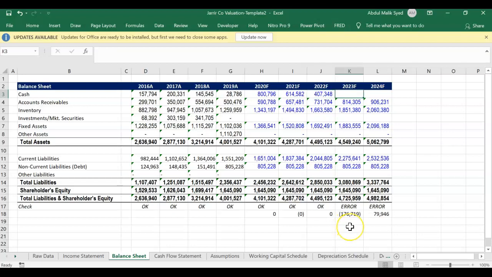Then 176719. Okay, 79946. So this is how we do it. What happened? This one is more, so this is a positive balance here. So what do I need to do? I need to maybe repay the debt.